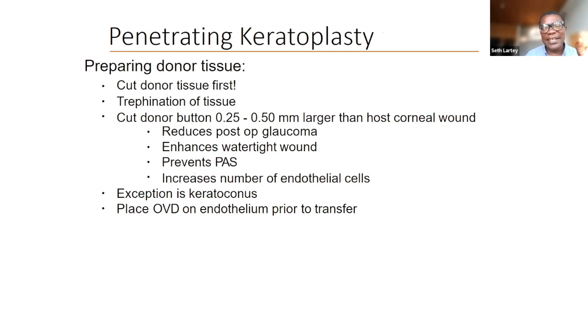Usually you want to cut the donor a little bit bigger, about half to a quarter millimeter larger than the host. That reduces the risk of post-op glaucoma, helps make sure you have a watertight wound, prevents peripheral anterior synechiae, and gives you a lot more endothelial cells, except in keratoconus. In keratoconus, we want to flatten a steep cornea, and so a graft and host that are equal in size will ensure a flatter cornea than the patient came with.